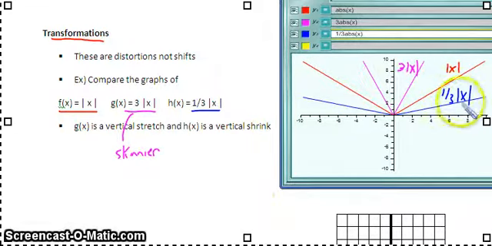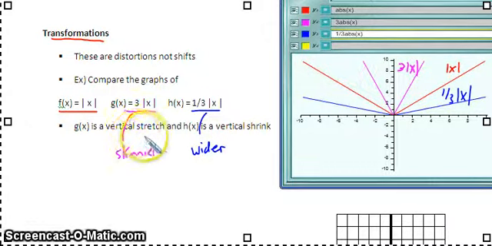Whereas when I multiplied it by 1/3, it made my graph much fatter. Notice that this blue graph is opening much wider than this red graph does. So this is going to make it be a fatter graph, or wider is probably a better way of saying that, a wider graph. So depending on the number that we multiply our parent function by, that will either stretch or shrink our graph. Okay, so we need to use that verbiage here.